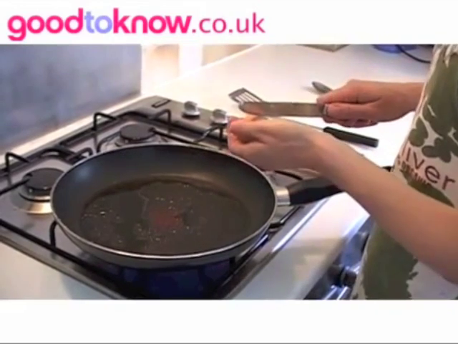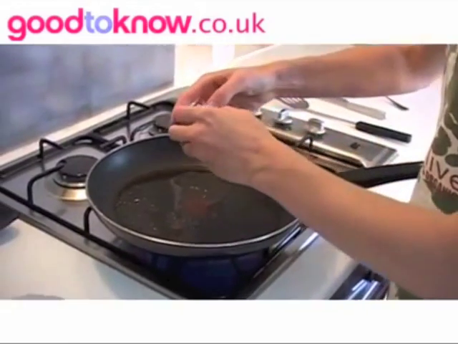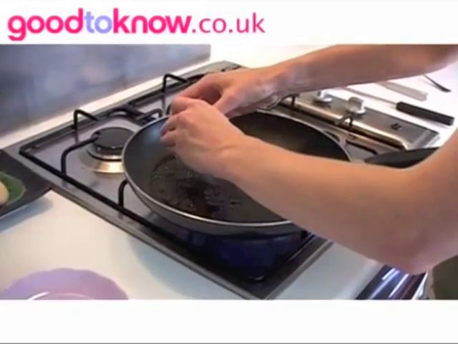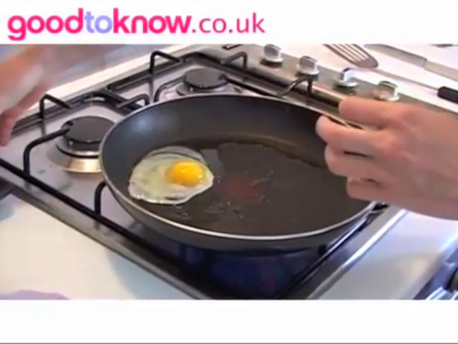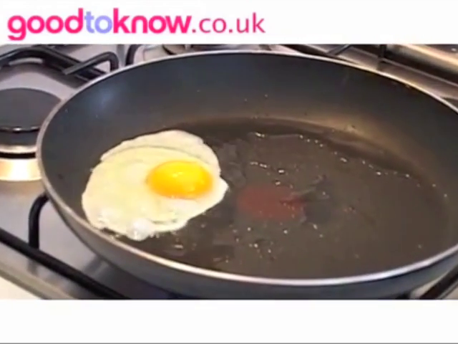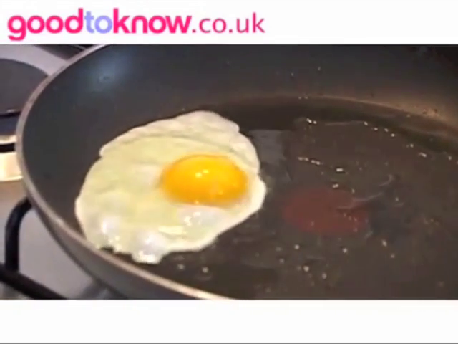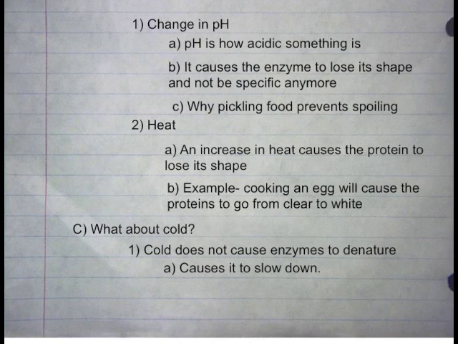For example, when you crack an egg onto a pan, you'll notice that the egg itself is clear. However, as heat is applied to the egg, the clear proteins turn white. That's because the egg's proteins are denaturing, straightening out, and losing their original shape. Example: cooking an egg will cause the proteins to go from clear to white. But what about cold? Cold does not cause enzymes to denature. It merely causes them to slow down.